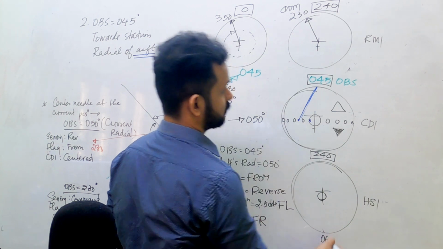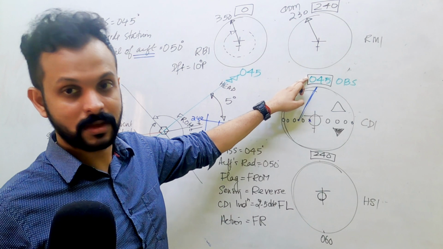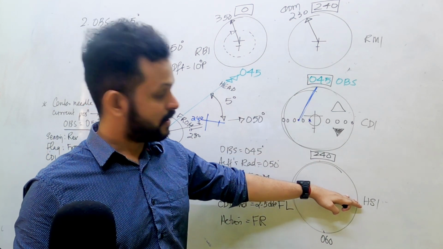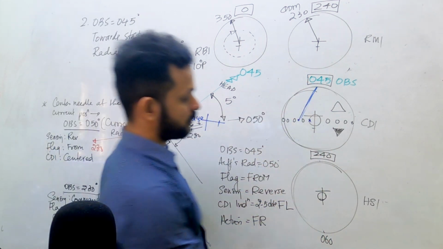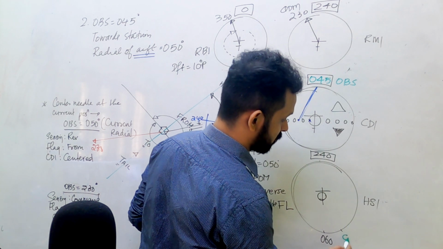Now what we do is we try to find out where the 045 is on this dial with 240 coming here. If this is 240, what is the exact opposite? 060. Why am I writing the exact opposite? It will help you orient where 045 is. So this is 240, therefore this is going to be 330, 90 degrees, and this is going to be 060. So 045 is going to be somewhere here, which is the OBS radial.